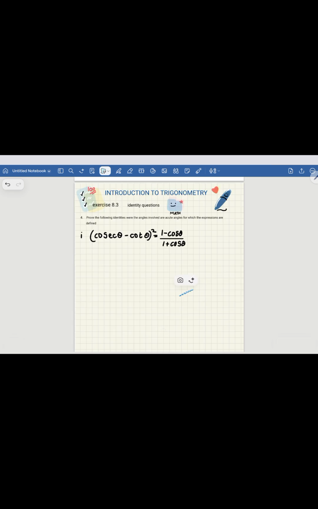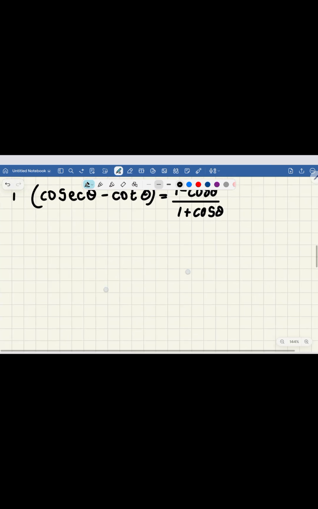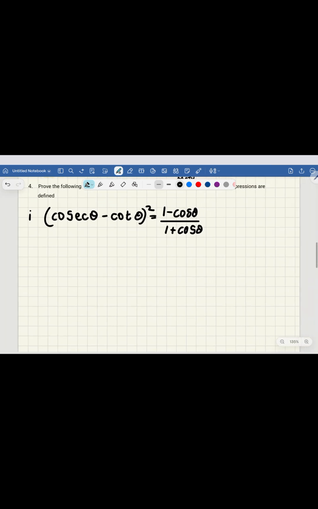Now, what is given here? Cosec theta minus cot theta whole square is equal to (1 minus cos theta) by (1 plus cos theta). First thing you're going to write down is the same one, but in expanded form. See, now I'm using a laser pointer to explain. If you see this, you need to expand this and write this down. How will you write that down?